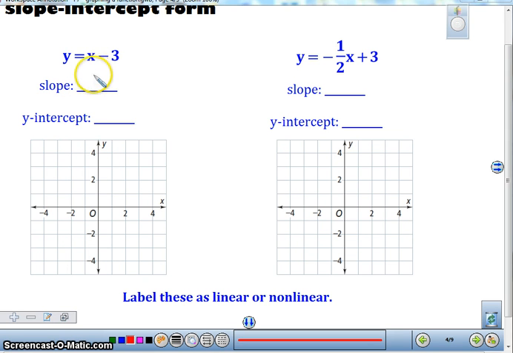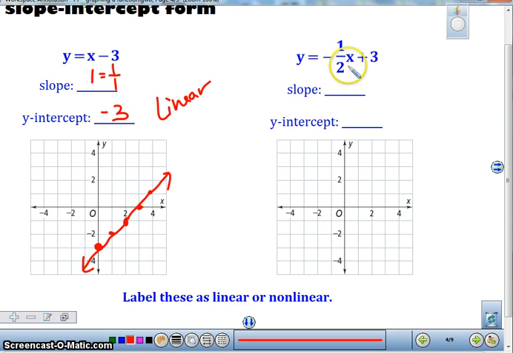So we should have seen our slope was 1. We might want to write it as a fraction of 1 over 1. The y-intercept, -3. Remember, that's telling us on the y-line. Slope of 1 means up 1 and over 1. So as we plot this, we're going to use our straight edge and draw that line. Again, if we look at this, this one should definitely be linear.